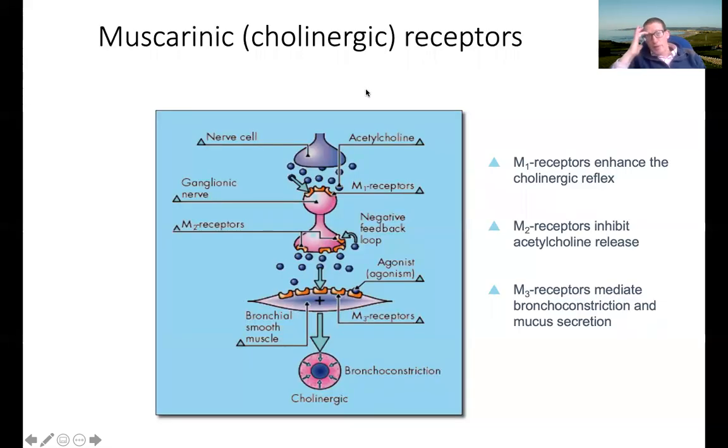I'm not going to go over the pharmacology of muscarinic receptors. Suffice it to say the drugs I'm going to talk about, which are the muscarinic antagonists, block M3 muscarinic cholinergic receptors on the smooth muscle. That's how they work. So this is the parasympathetic nervous system, whereas beta-2 agonist is the sympathetic nervous system.